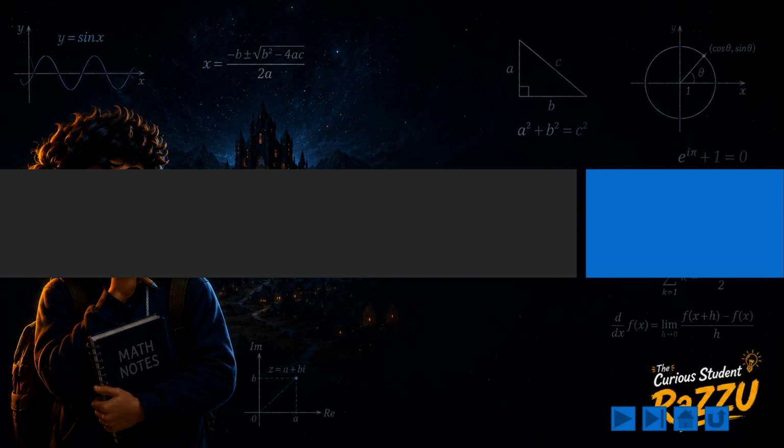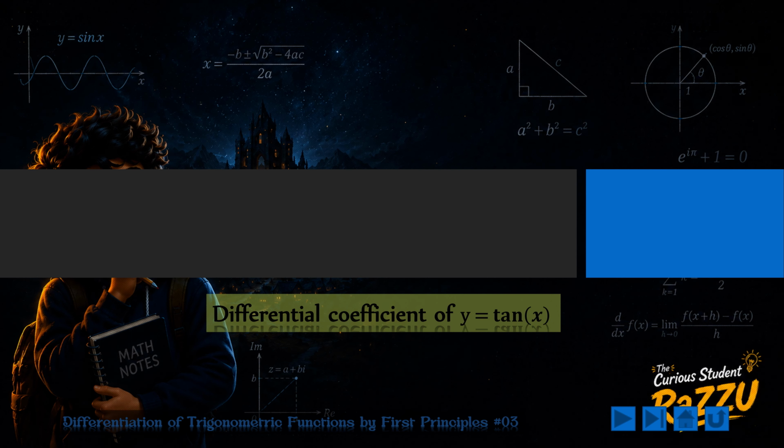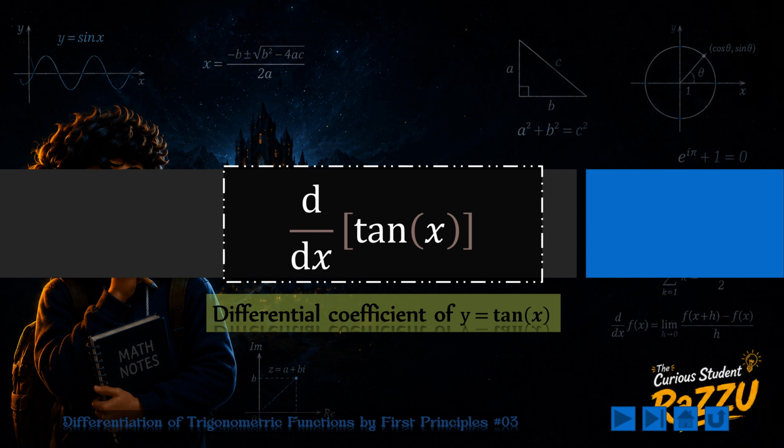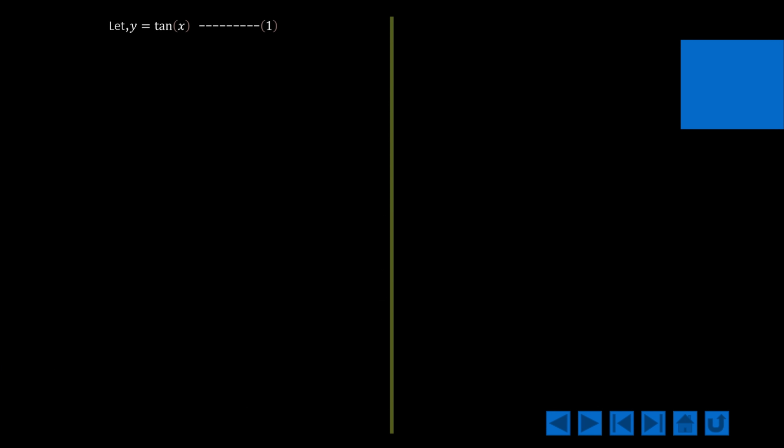Welcome back, everyone. Today, we are going to explore the derivative of the tangent function, y equals tangent of x, from first principles. Let's break down the math step by step. We start with our baseline function, y equals tangent of x, which we will call equation 1.